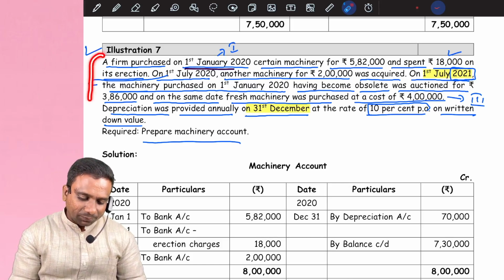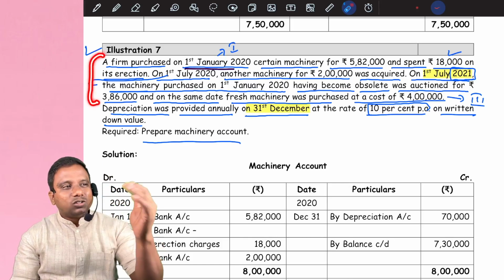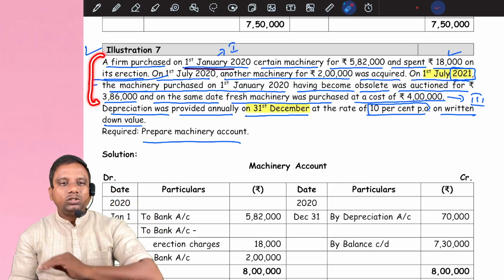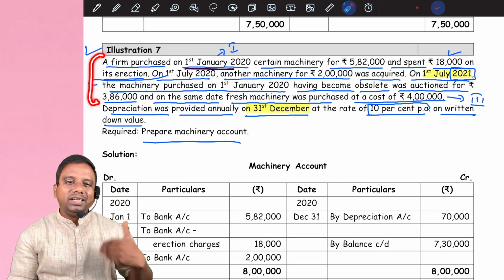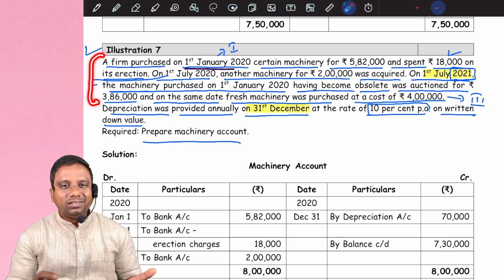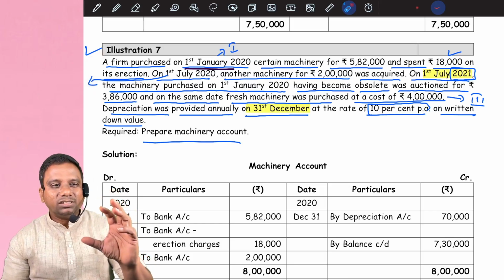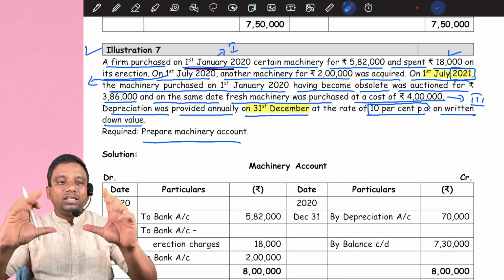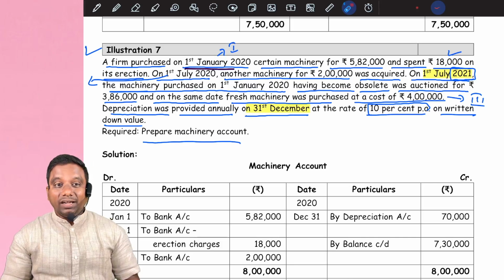The first four lines, what are they saying? On so and so date we purchased one asset. On so and so date we sold the asset. On the same date again we purchased an asset. And so on. What is this? That's why you convert this information into year-wise form to get clarity.